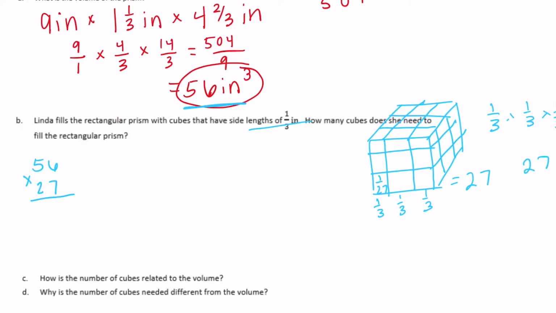So 5 times 7 is 35, plus 4 is 39. 2 times 6 is 12, carry the 1. 2 times 5 is 10, plus 1 is 11. We get 1,512 1/3 inch side length cubes.